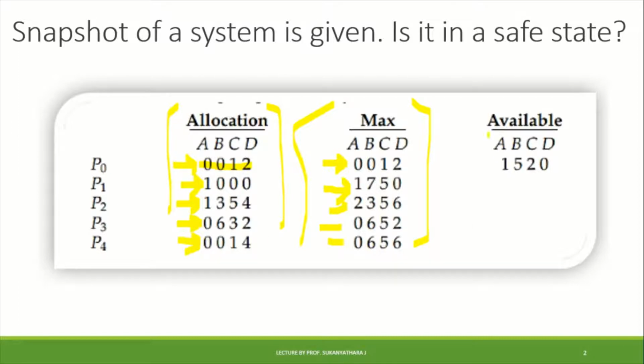Now, we have another vector called available. It tells you in this system how many instances of each resource type is free for further allocation. So this value tells you how many instances of each resource type is now free or available for allocating to processes. So this is a snapshot of your system at time t.